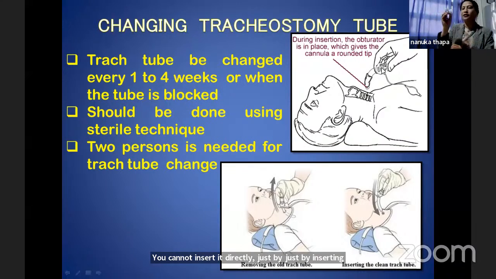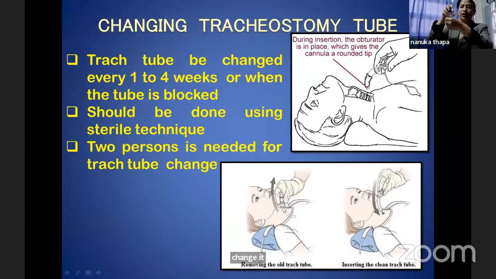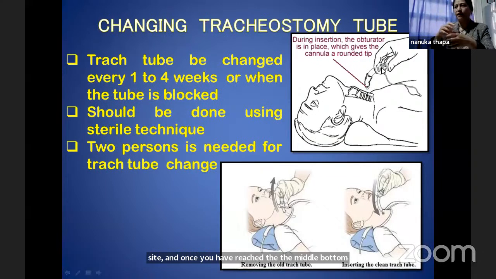Can you see this? This is the tracheostomy. First, we have to go from the side, and once you have entered into the trachea, you have to change the direction. Okay, suppose this is a tracheostomy tube, and you have to insert from the side. And once you have reached the middle part of the tracheostomy and entered, then you have to change it, and then the whole of the tube should be entered inside. Okay, that is how you insert the tracheostomy tube.